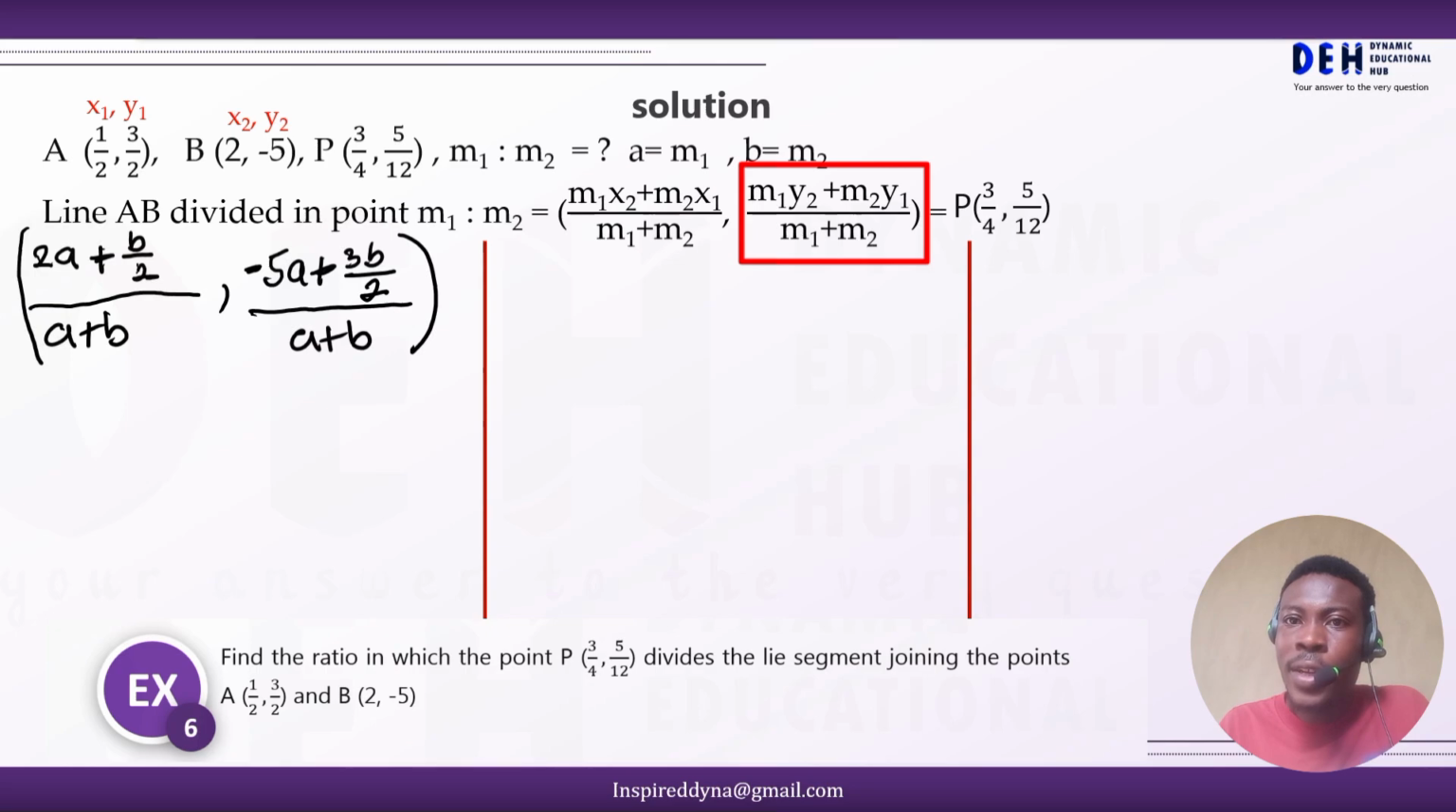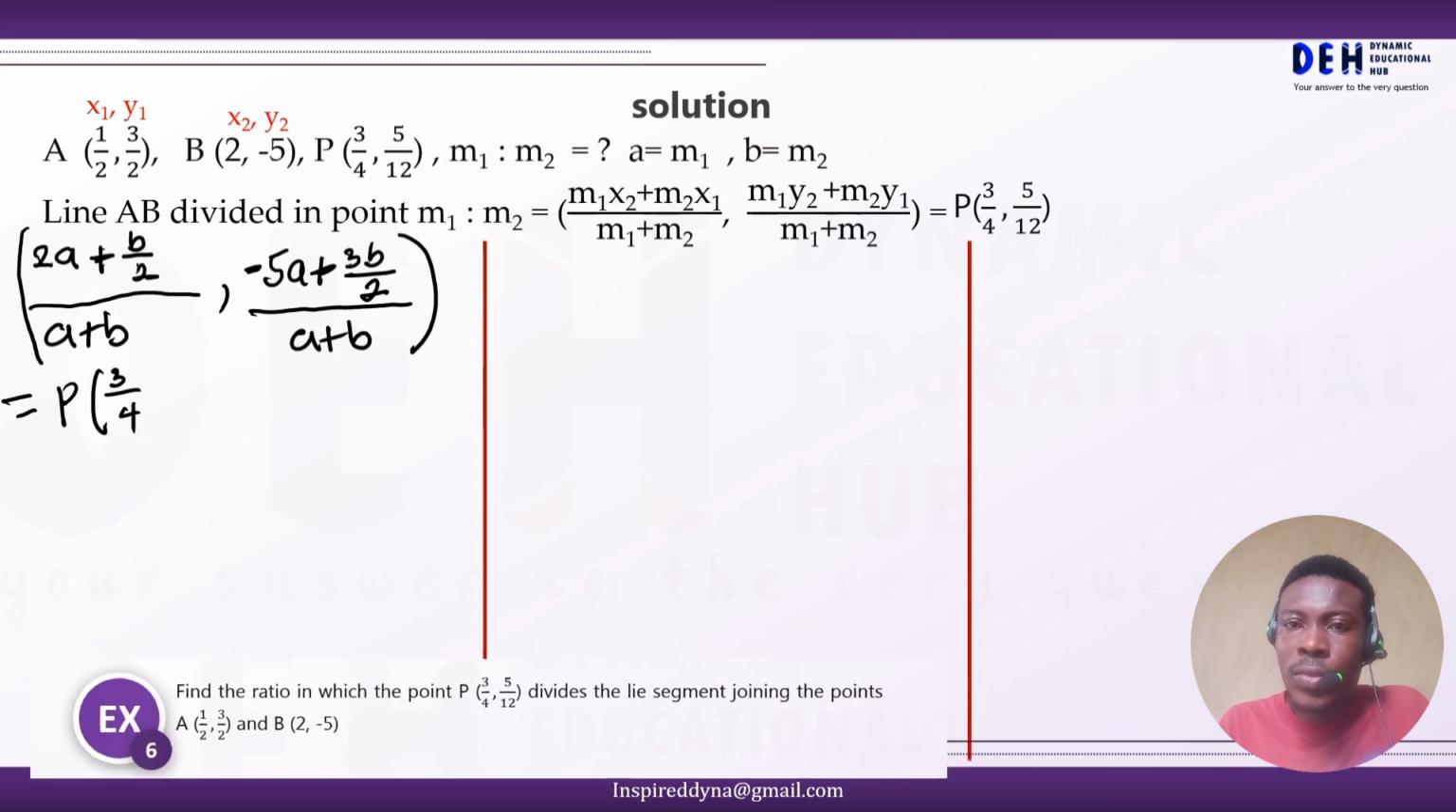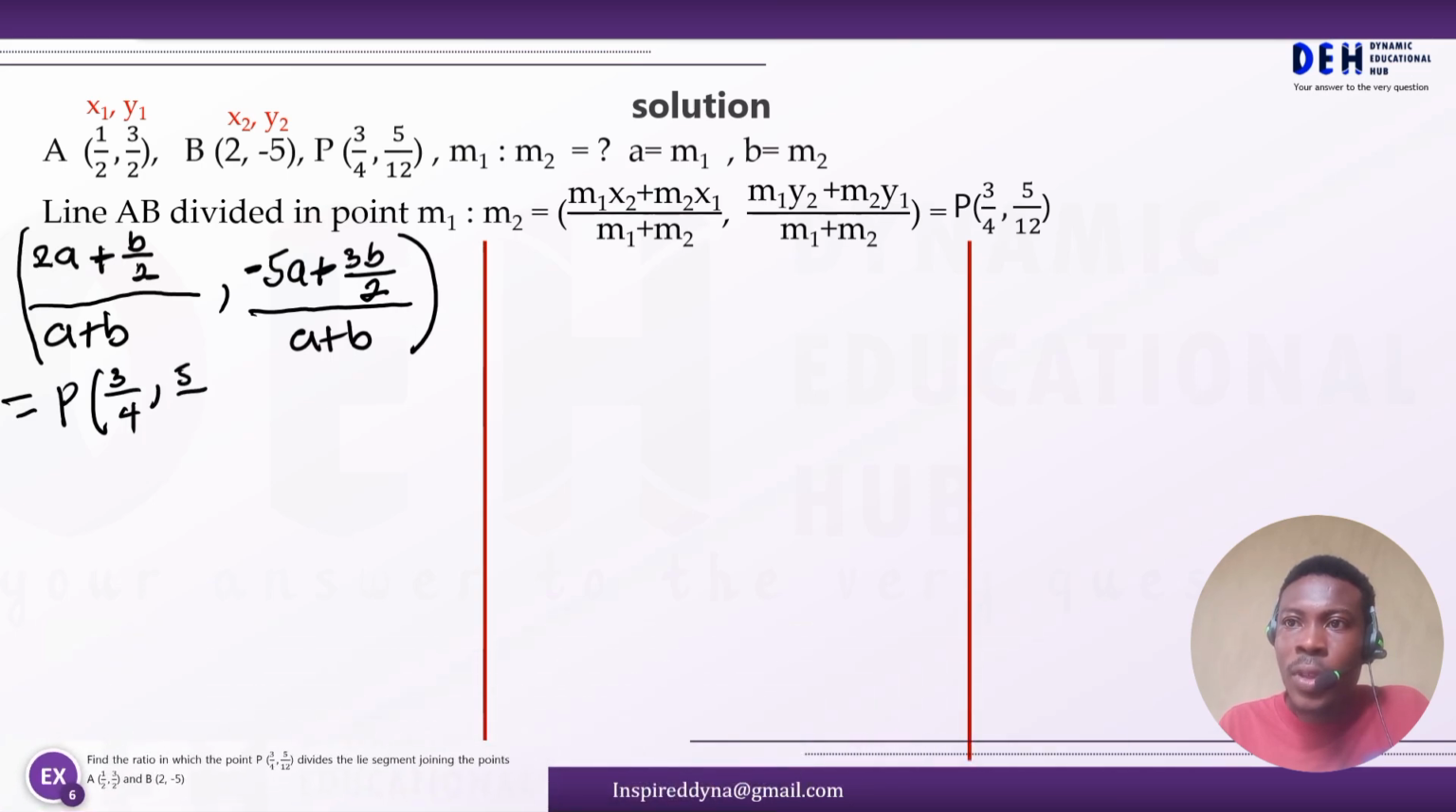So what we have here should be equal to what? Should be equal to P, which is 3 over 4, 5 over 12. The next step is to compare and contrast. So what we have here should be equal to 3 over 4, and what we have here should be equal to 5 over 12. So let's start. So which means that 2a plus b over 2, divided by a plus b, should be equal to what? 3 over 4.